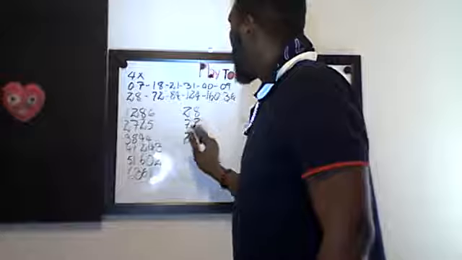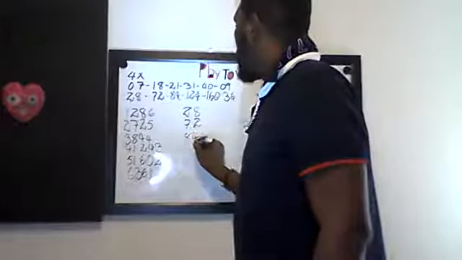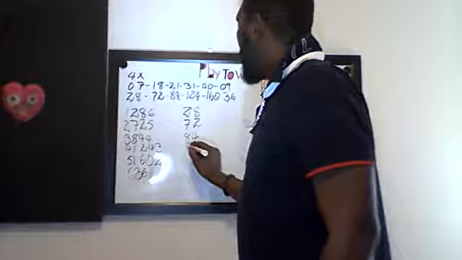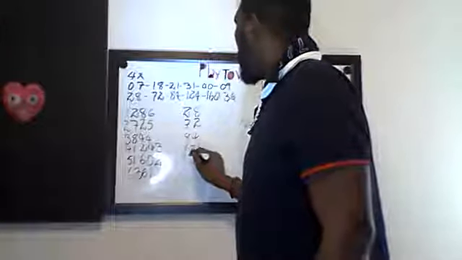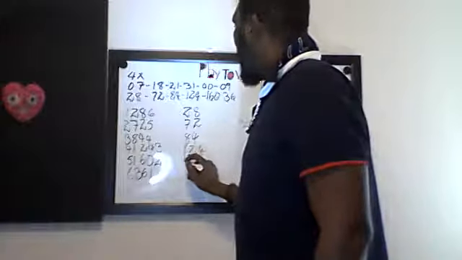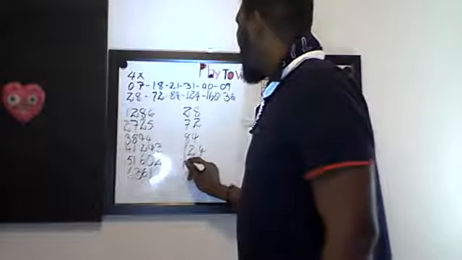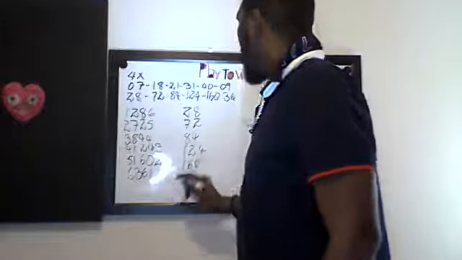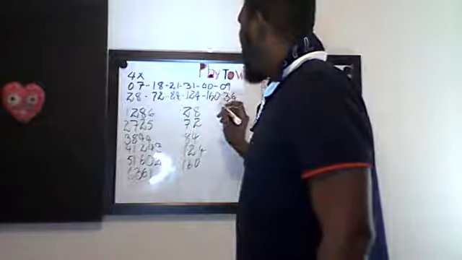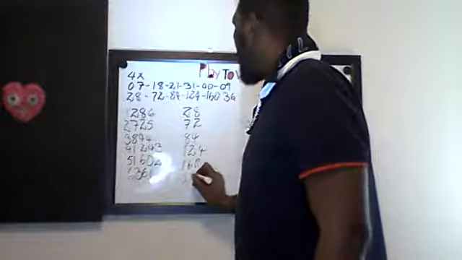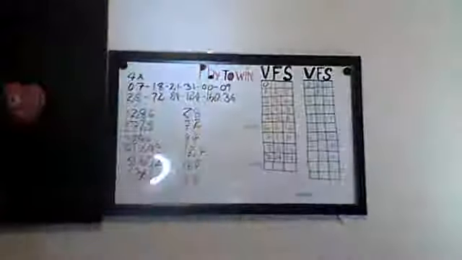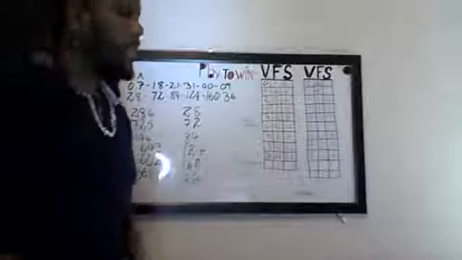4 times 21 is 84. 4 times 31 is 124, right? And then 4 times 40 is 160. 4 times 9 is 36. So what I do, I go on each side, I add 1 to 6. Okay? For example, on the right side, I put 6 on top.